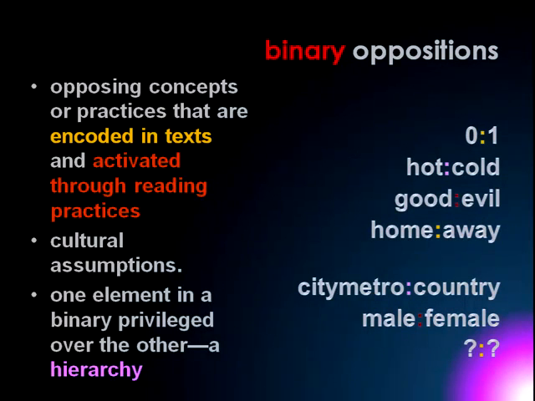So we're reading the text and we're activating, it's almost like we're unlocking the binary oppositions throughout the text. So the binary opposition can be about city, country, male, female, home and away, war, peace, good, evil, hot, cold. So it's all about oppositions, opposites, polar opposites.